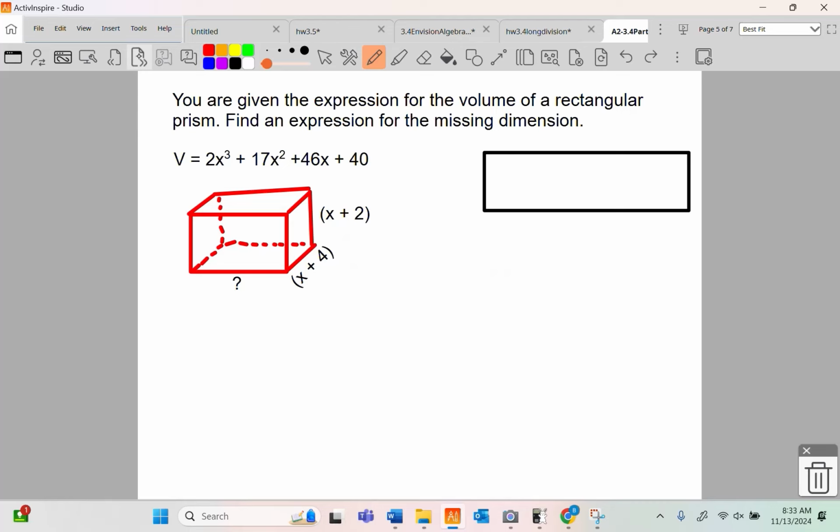Alright, what do we have here? You are given the expression for the volume of a rectangular prism, find the expression for the missing dimension. So the volume is known to be 2x cubed plus 7x squared plus 46x plus 40. And you have two side lengths. They're x plus 2 and x plus 4. What are those side lengths to the expression?